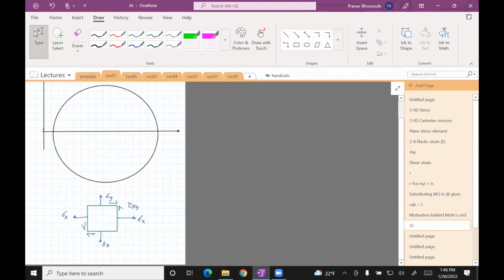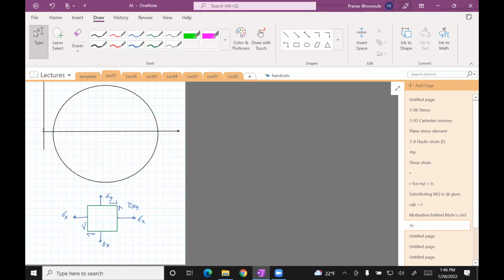Okay, so in a problem, you'll be given the plane stresses on that plane element, and you have to now construct the Mohr circle. By that, I mean you need to identify what the radius is, the center is, what the principal stresses are, and so on. So the way you proceed is as follows.